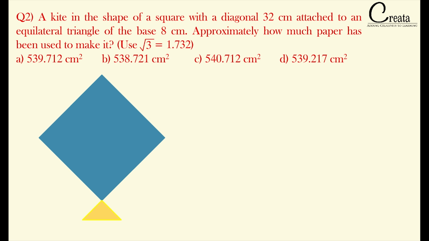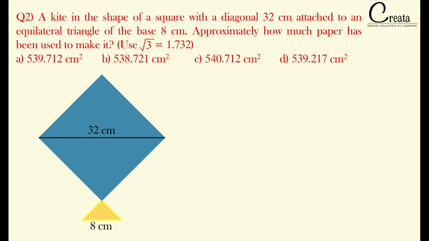So basically this kite is formed from a square and an equilateral triangle. Let's see. The question is saying the square, that is the upper part of the kite, has a diagonal of 32 cm. This is a square and this diagonal will be equal to 32 cm. Further, this bottom portion is an equilateral triangle with the base as 8 cm. We know all the three sides of the equilateral triangle are equal, means all these three sides will be equal to 8 cm. Further, let's calculate area of both of these figures, that is square and the equilateral triangle.